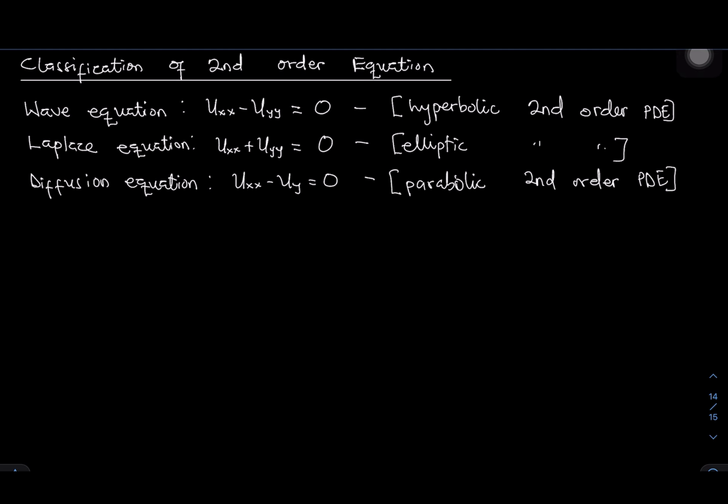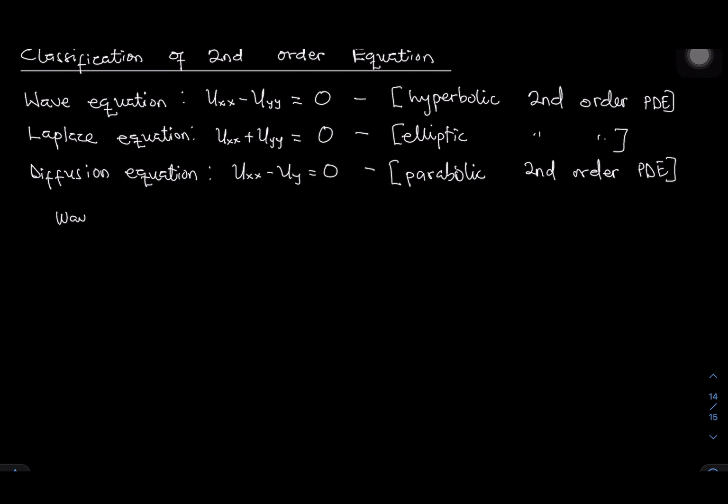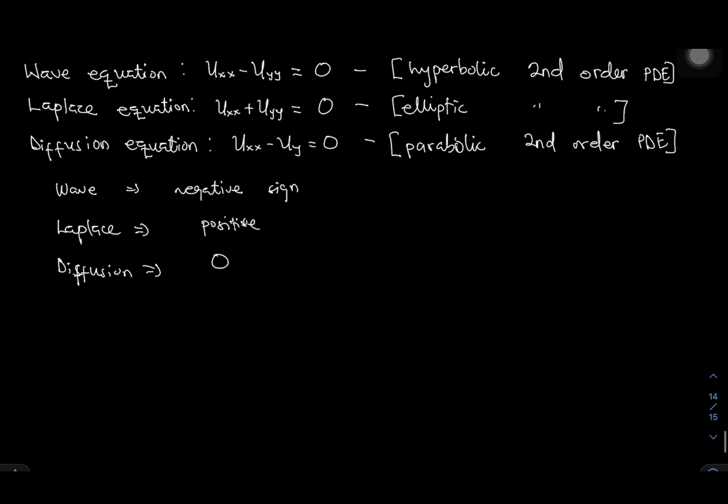For the wave equation, you have a negative. For the Laplace equation, you have a positive. For the diffusion equation, you have a zero operator joining the higher order terms. So let me write that here. For the wave equation, which happens to be the hyperbolic equation, you have a negative sign. For Laplace, you have a positive sign. For diffusion, it is zero. So we have to know that.